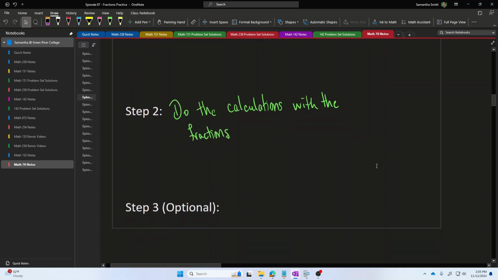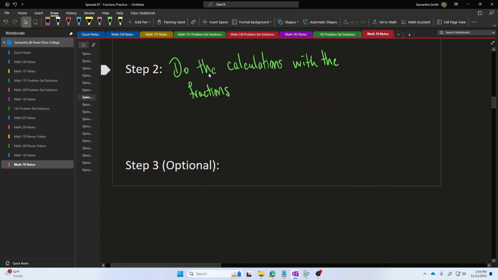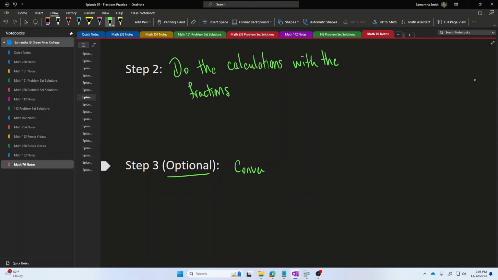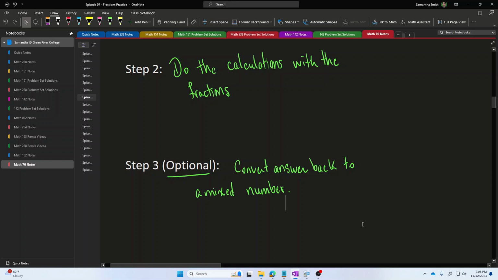And if the question asks you to, when you're finished with the calculation, you can convert back to a mixed number. But I personally would probably only do this if the question asked me to. I probably would not convert my answer back to a mixed number unless I was required to.